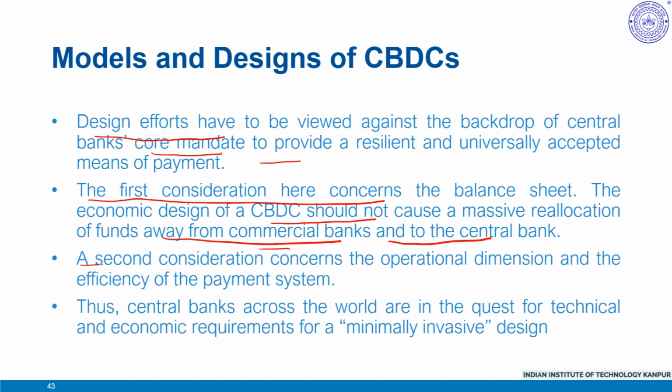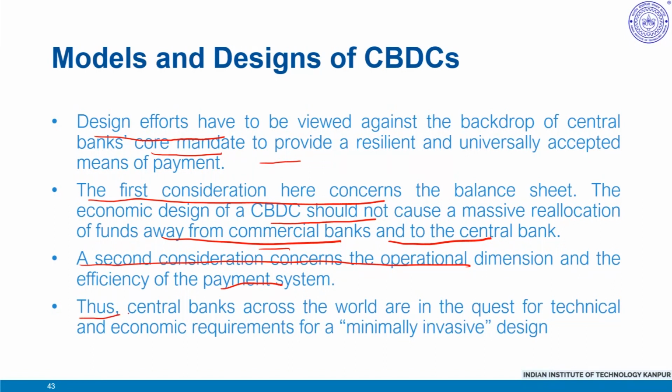A second consideration here concerns the operational dimension and the efficiency of the payment system as well. The customer facing side of retail payments, including onboarding for payment accounts, authorization, clearing, settlement, dispute resolution, compliance, and anti-money laundering (AML) and countering the financing of terrorism rules, are large operational tasks. These tasks are arguably better handled by the intermediary private sector than the central bank.